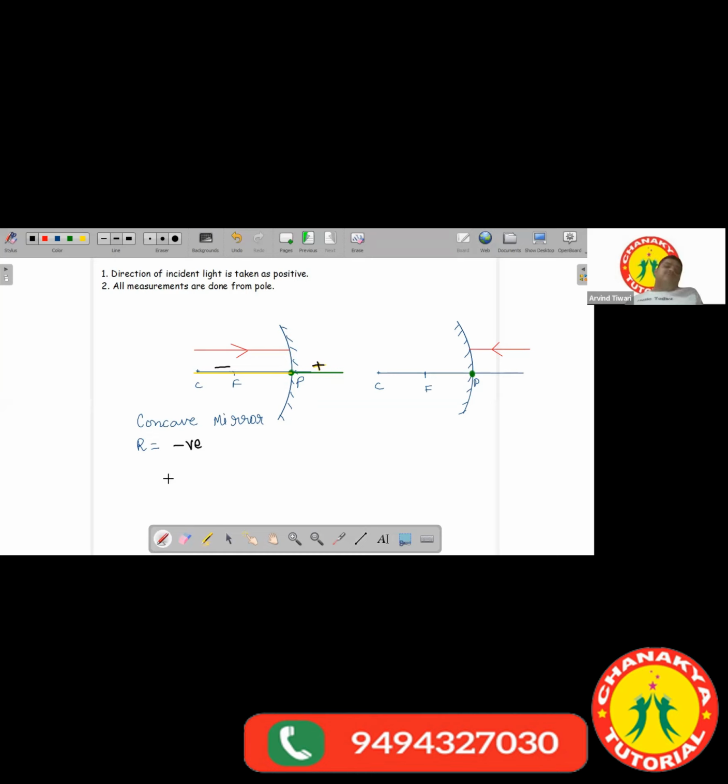Anyone having any doubt? No, sir. What about the focal length? Should the focal length be positive or negative? Negative. We should have the focal length to be negative. What about the object distance? Negative. Since the object is also situated in front of the mirror, object distance u should be taken as negative.